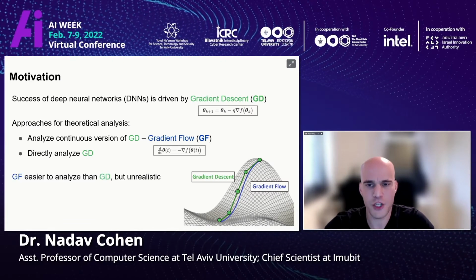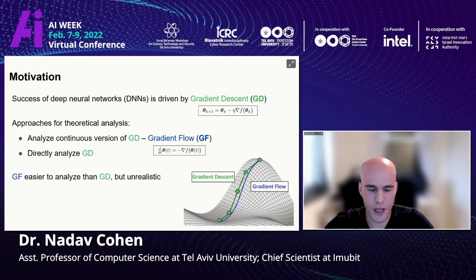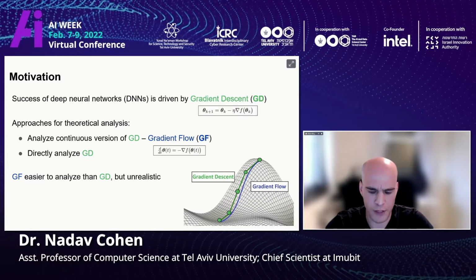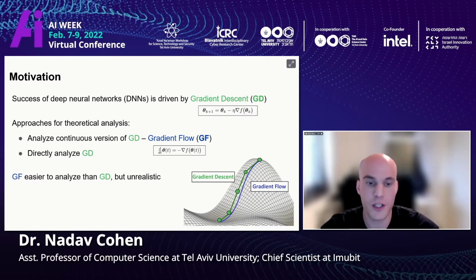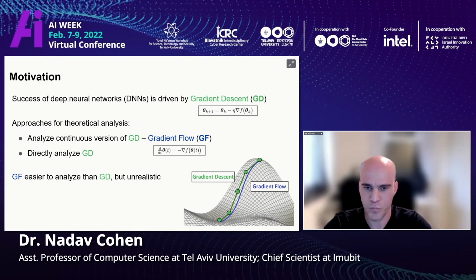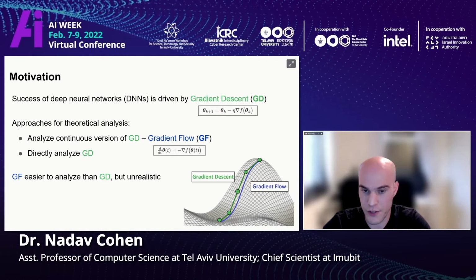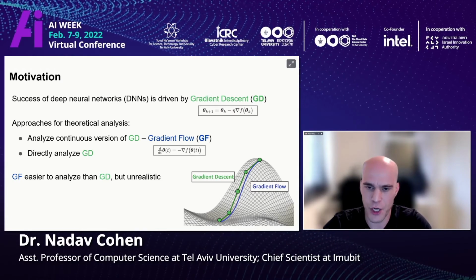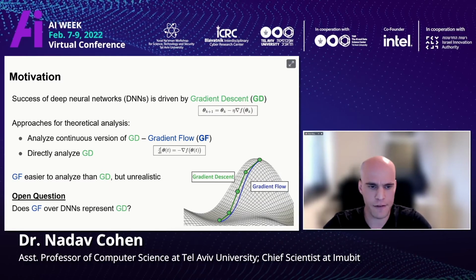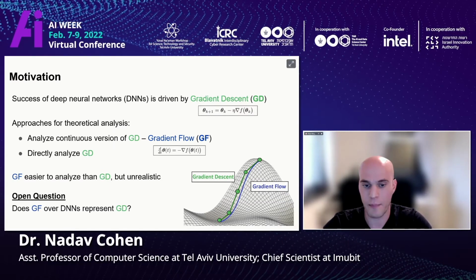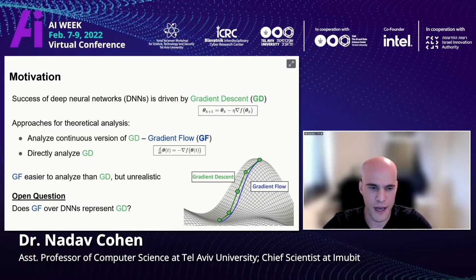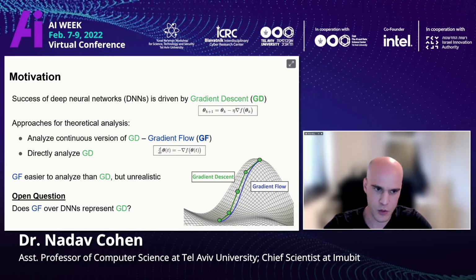Now, the advantage of analyzing the continuous algorithm, gradient flow, is that it is easier to do so. You have a lot of mathematical machinery at your disposal, continuous mathematics. The downside is that it's unrealistic. These are not the algorithms that one really runs in practice, and in particular, there's no notion of computational efficiency. And the extent to which gradient flow over deep neural networks really represents gradient descent is currently an open question. And this is the question that we set out to address in this work.